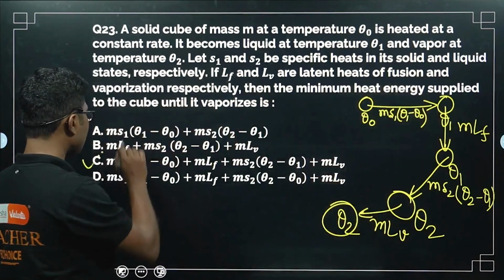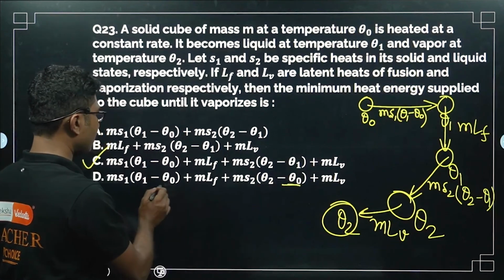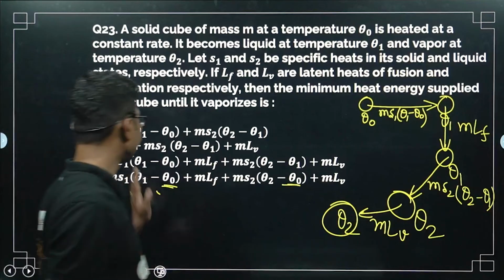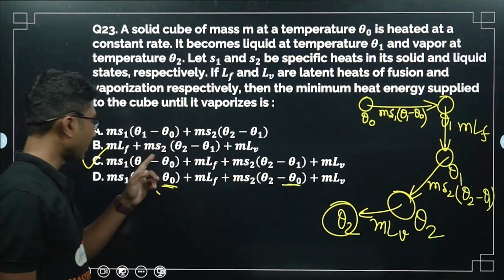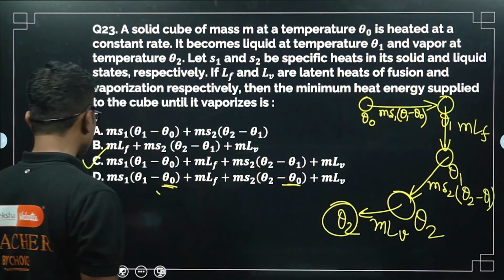So the correct option is option C. In option D, it is theta 0 in both cases, so don't get confused. The correct option is option C, where theta 1 minus theta 0 in this case and theta 2 minus theta 1 in this case.